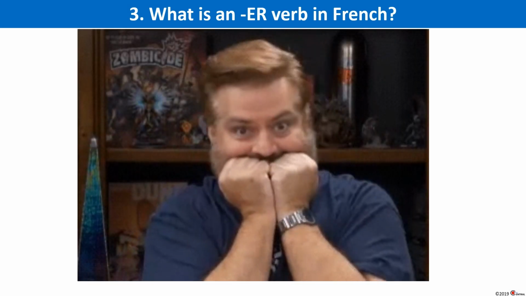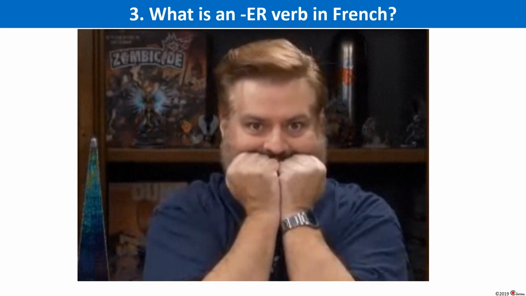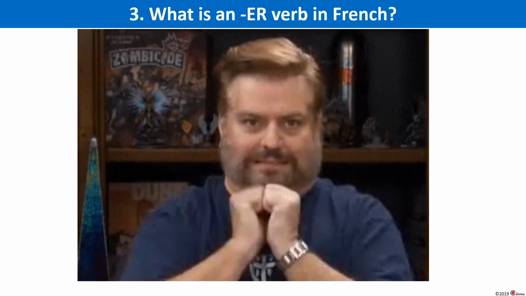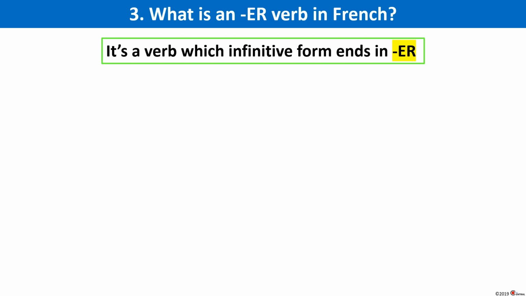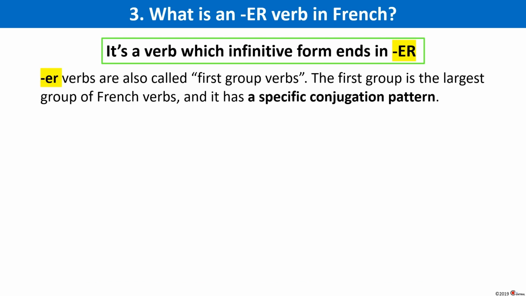We know what an infinitive is. The next step is to understand what an ER verb is in French. And it's simple. It's a verb whose infinitive form ends in ER. Now, ER verbs are also called first group verbs. They're the largest group of verbs in French, the most common, and they have their specific conjugation pattern, which we will see in a few moments.